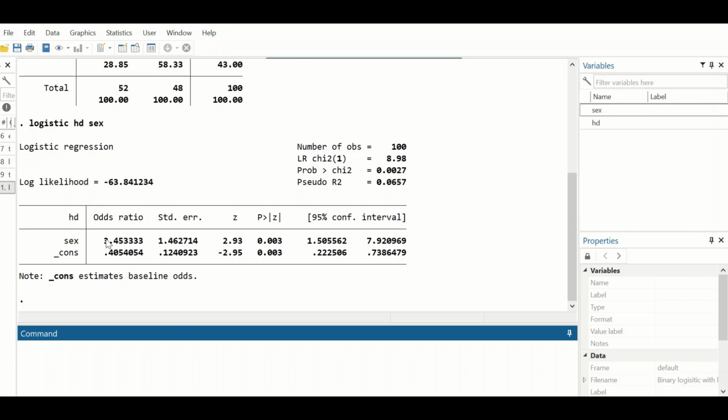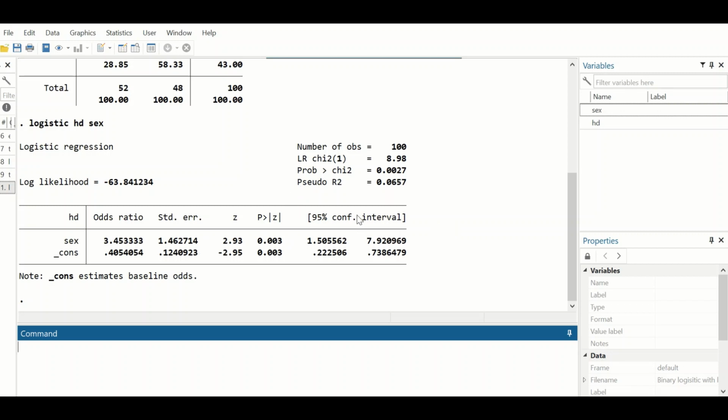So males are 3.45 times more likely to get heart disease compared to females, or it is read again as the males' odds ratio is higher, 3.45, than the females', and the p-value is less than 0.05. So this is a significant relationship. This p-value is significant, and these findings are significant. So there is a significant difference between males and females, and males are more associated with having heart disease.